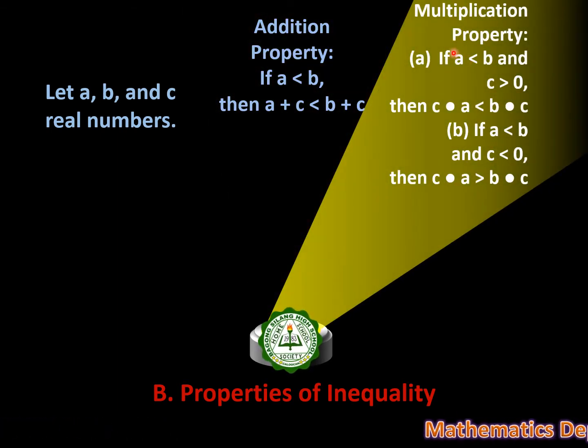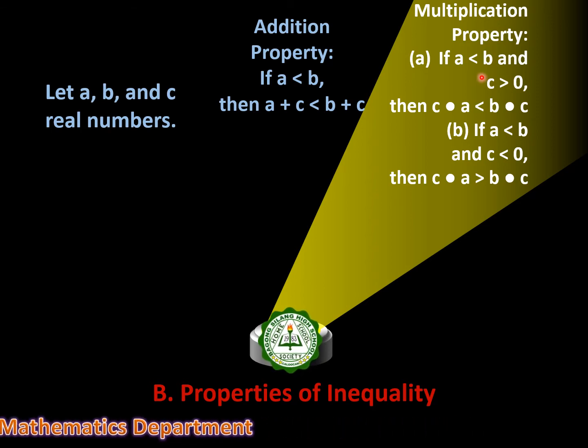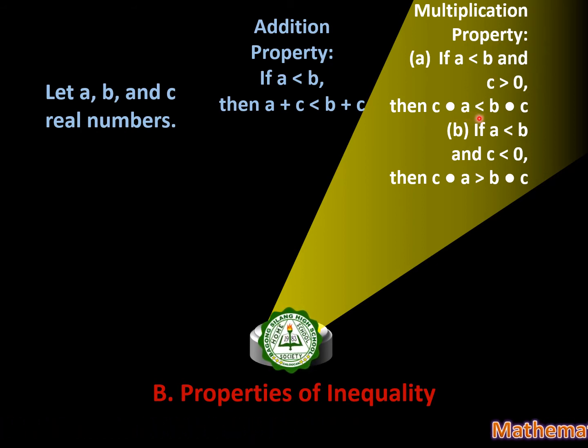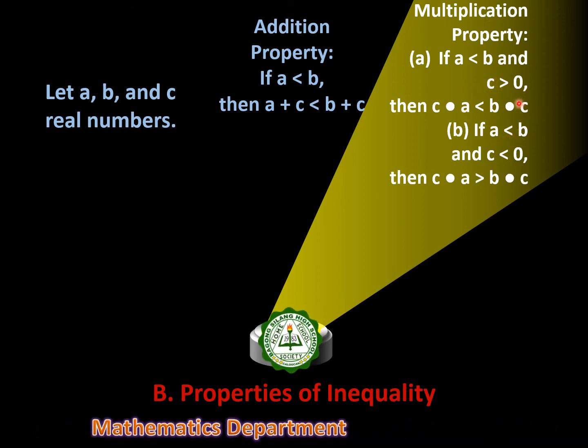The multiplication property. Letter A. If A is lesser than B and C is greater than 0, meaning C is positive, then C times A is lesser than B times C. The symbol lesser than is still the same. All will remain lesser than.